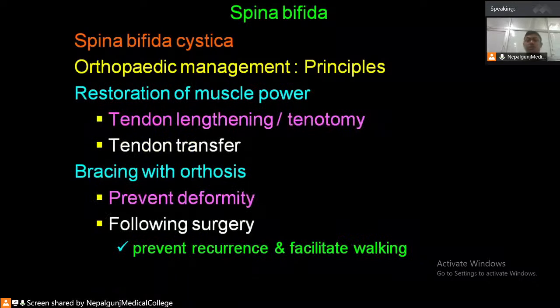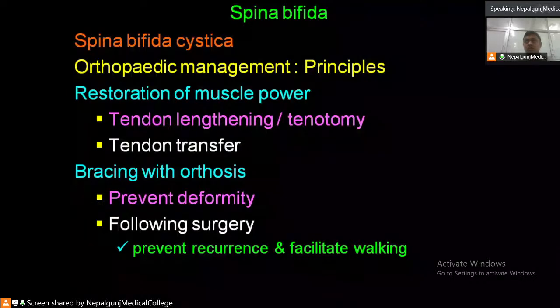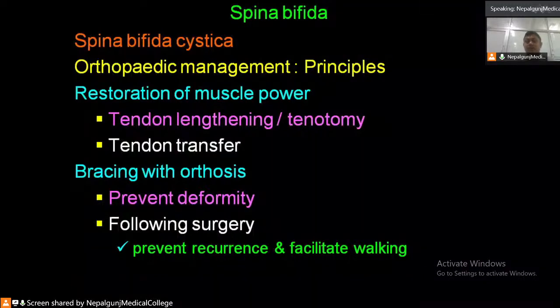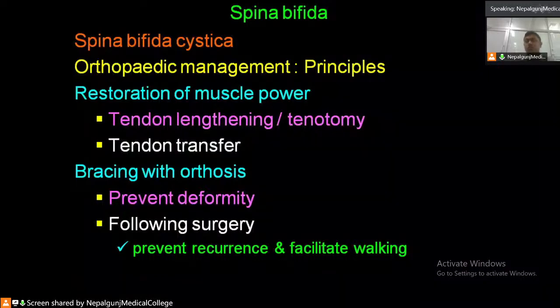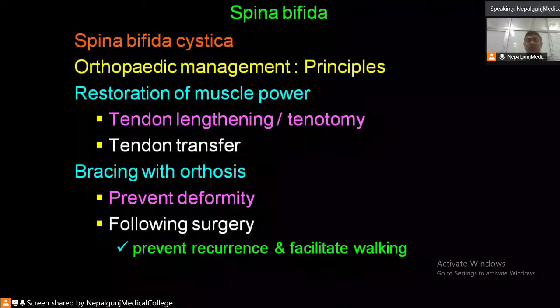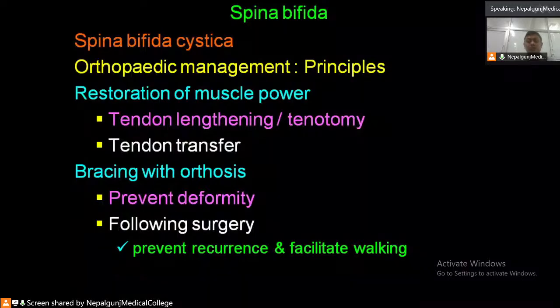The other one is the restoration of muscle power. If one of the muscles is strong enough and another is weak, the stronger muscle can be weakened either by a form of tendon lengthening or some form of tenotomy. And if a muscle is weak, we can enhance its power by tendon transfer. Afterwards, bracing with some form of orthosis is very important. It prevents the deformity and should be applied following a surgery.